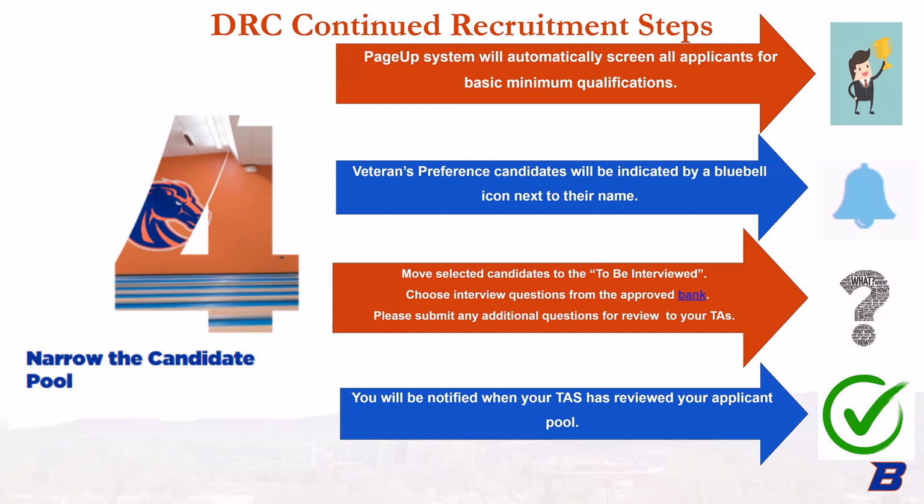As they come into your applicant pool, candidates who are eligible for veterans preference will be noted with a blue bell icon. You'll see two variations of this, which I'll talk about in a little bit more depth on the next slide.